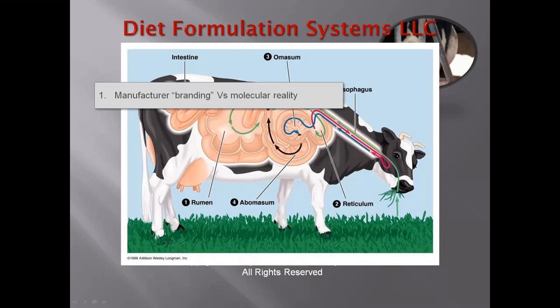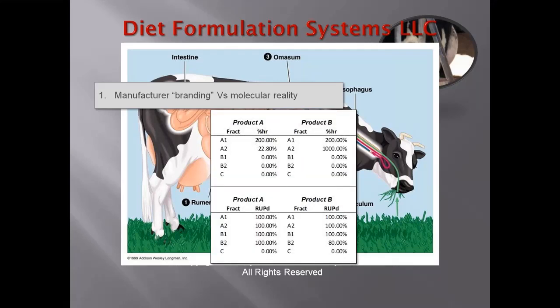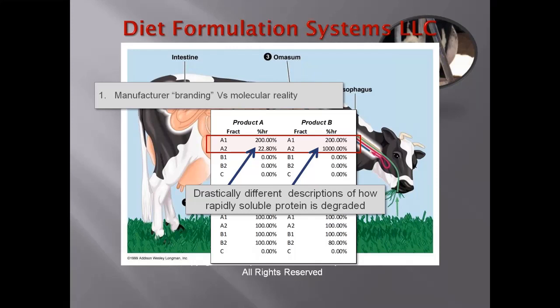with a case of manufacturing branding versus molecular reality. We're going to look at it this way. These are two products that we're looking at. I want you to focus right here on the degradation rates. The A1 fraction is the same, but the A1 fraction plays no role in it, and you'll see that in a minute. So the primary focus here is on the degradation rate of the A2 fraction. What I want you to look at is how different these degradation rates are. The difference between these two is saying that the protein in product B is degraded about 45 times faster than the protein in product A, the A2 segment.